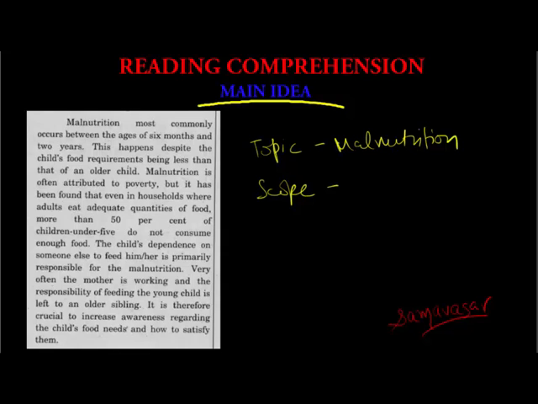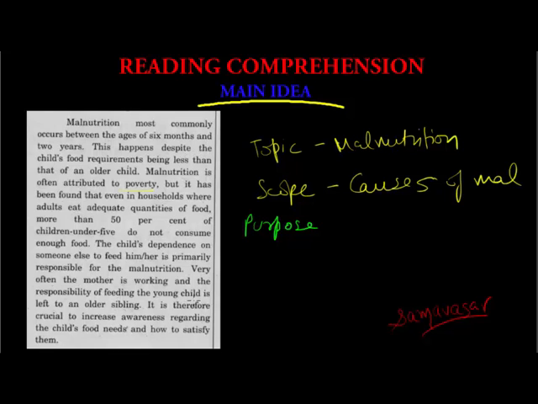Those are the scopes. In this particular passage, if you have read it, you will see that this happens despite this, or you can say it is attributed to poverty. So we are basically discussing the causes of malnutrition. So we are limiting the very broad topic of malnutrition to causes of malnutrition. Now after that, we come to the purpose. The purpose, as I said, is why did the author write it, or what is the author's contribution to this particular topic or the scope.